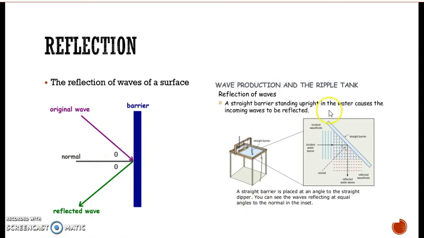Wave production and ripple tank. Reflection of waves. A straight barrier standing upright in the water causes the incoming waves to be reflected. So as you can see, that's what a ripple tank does. It makes waves, and then after that it bounces off this reflector right there, whoosh, and it comes off there.